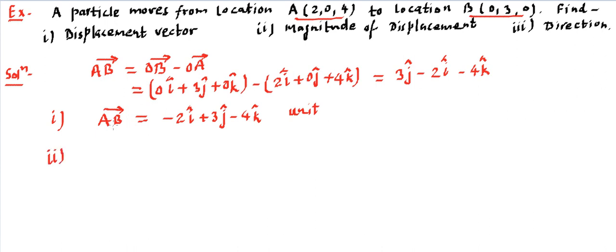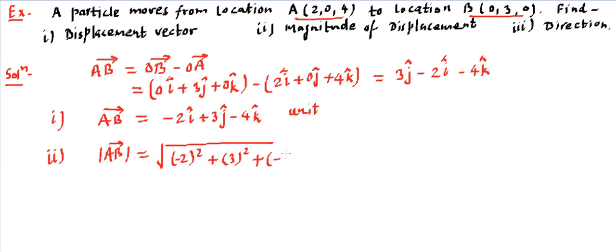Once we know the vector AB, we can always find its magnitude. So what is the magnitude of this vector going to be? We need to apply the rule of magnitude. We need to simply take the square root, write the coefficient of i cap, which is minus 2 over here, and square it, plus the coefficient of j cap squared, plus the coefficient of k cap squared.